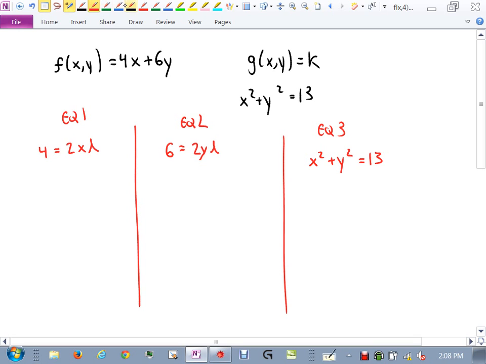Now, if you need to remember where those are coming from, this is basically partial of f with respect to x equals lambda partial of g with respect to x. This one is partial f with respect to y equals lambda times partial g with respect to y. This one is g of x, y equals k. All right, that's what I just did. All right, where do you want to begin?